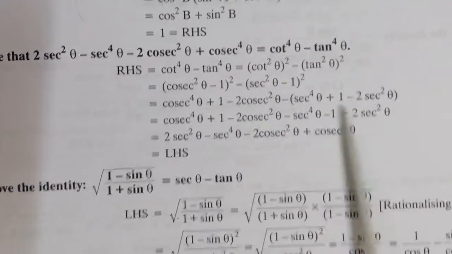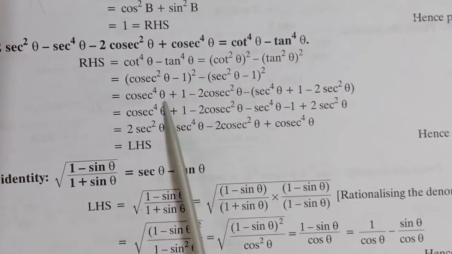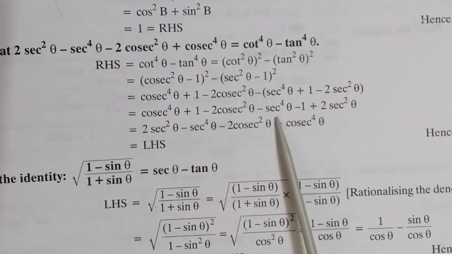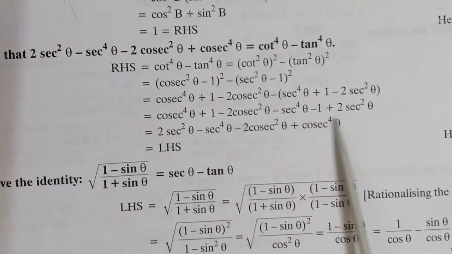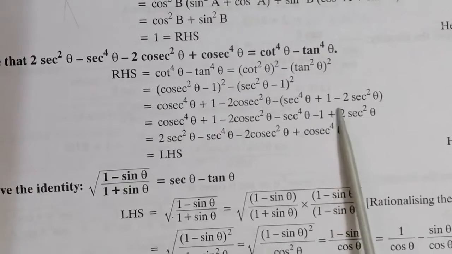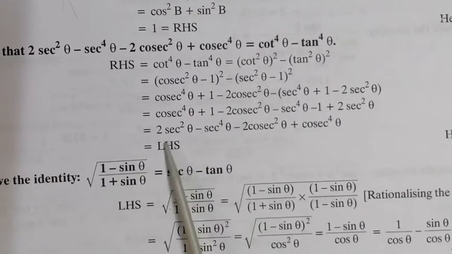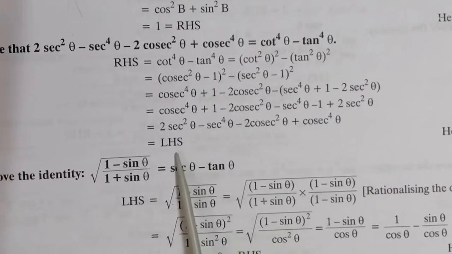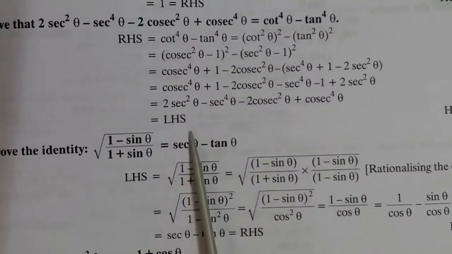Similarly here again use the formula. So we have cosec⁴θ + 1 − 2 cosec²θ − sec⁴θ − 1 + 2 sec²θ. 1 will get cancelled and whatever we are left with, that was to be proved. So this is equal to the left hand side.